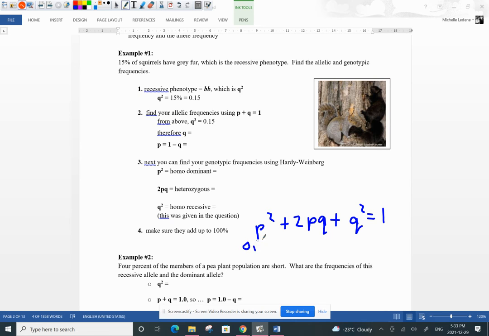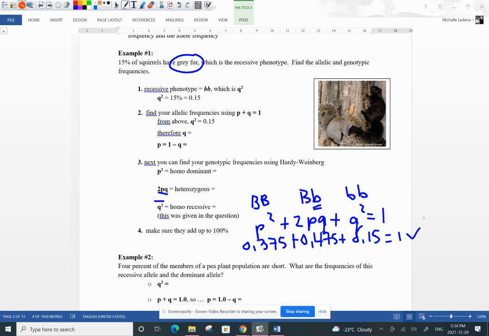Well, we said it was 0.375. Those are all the black squirrels that have big B, all the homozygous dominant. And then all of the heterozygous squirrels, well, those are still black, but they carry that recessive allele. Well, that was 2PQ, and we said that was 0.475. And finally, all these Q squared, that's what we were given. Those are the gray squirrels. Those are the little b squirrels. They have 2 recessive alleles. We said that was 0.15. That adds up to 1.